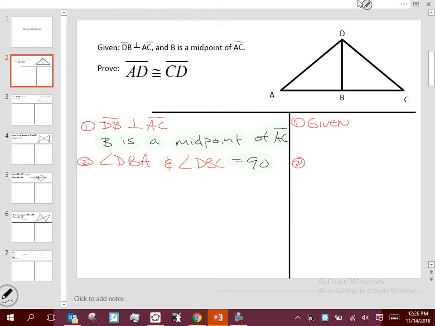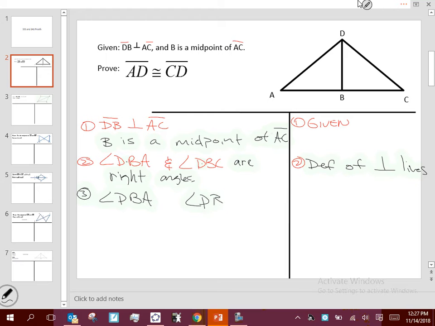So we can't do that. We can't make this jump right away. So I'm going to go angle DBA and DBC, based off of being perpendicular, are right angles. Okay, because that's explicitly what the definition of perpendicular lines gives us. All right. And now the next thing I would say is angle DBA. If DBA and DBC are both right angles, what can you say about them together compared to one another?